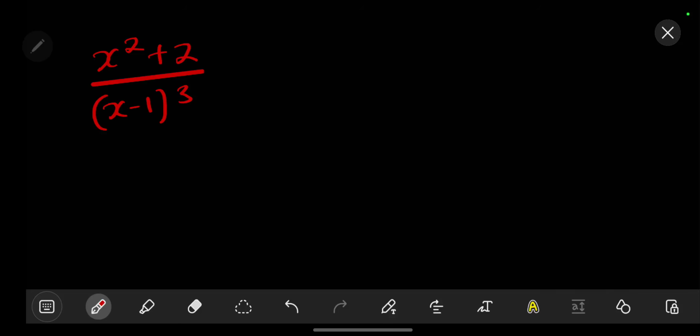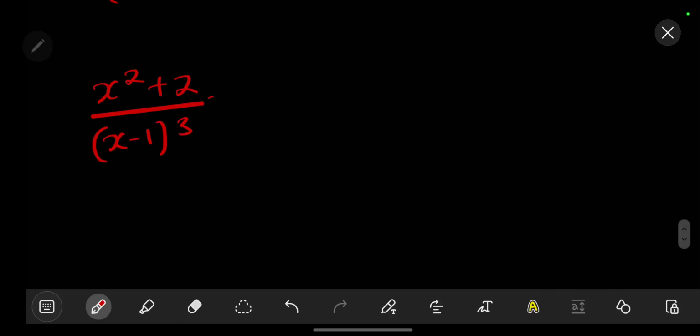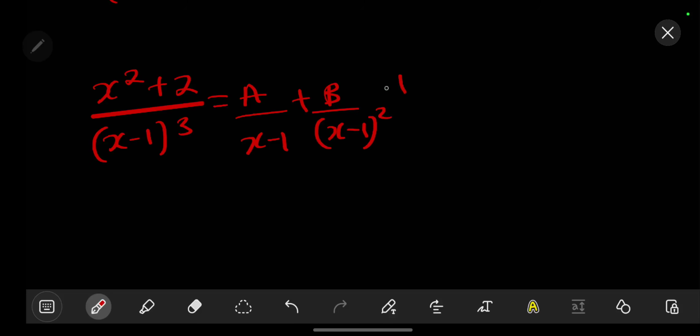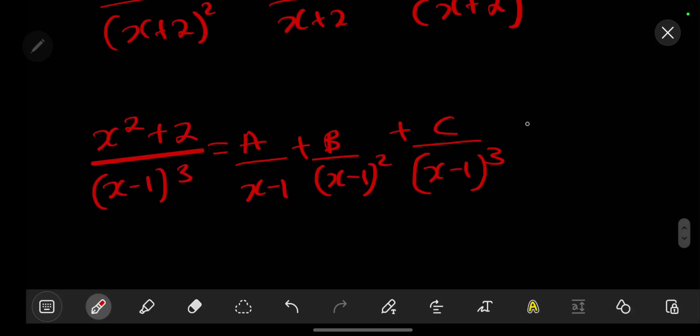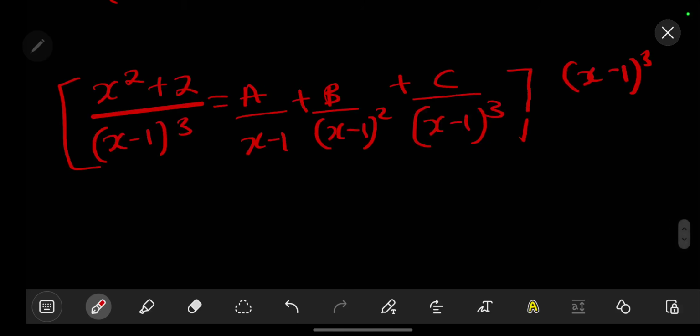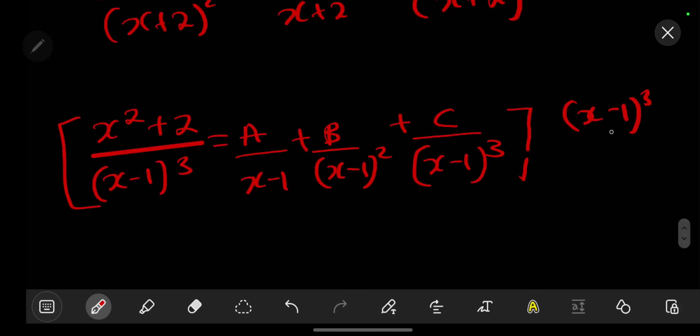So let's say you have this. You are going to say this should be equal to a over x minus 1, plus b over (x minus 1) squared, then plus finally c over (x minus 1) to the power of 3 like that. From there, let us multiply. We are going to multiply by the denominator, which is (x minus 1) to the power of 3. Then we are going to end up with this one, and this one cancels.